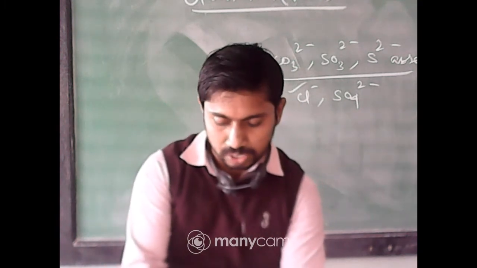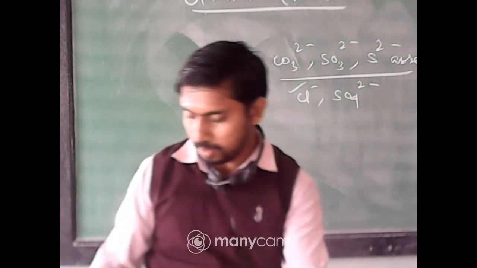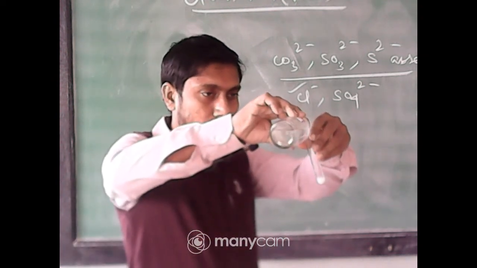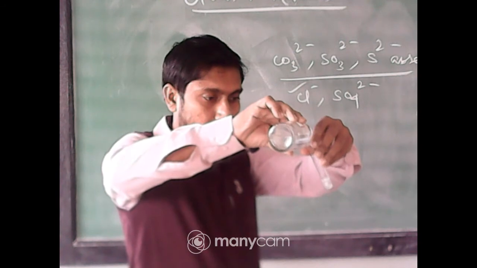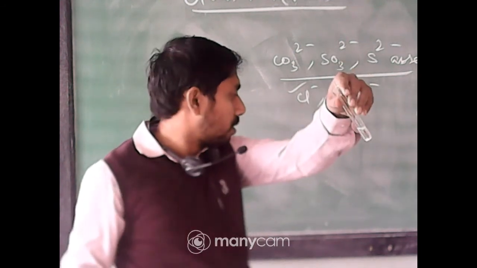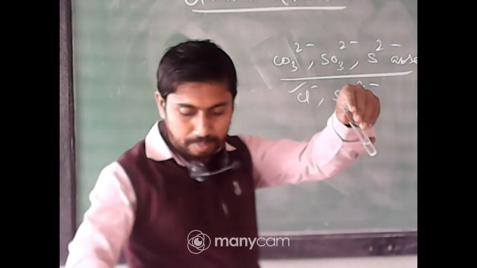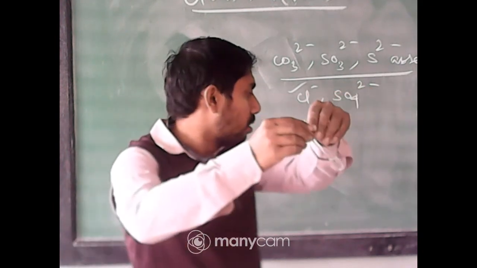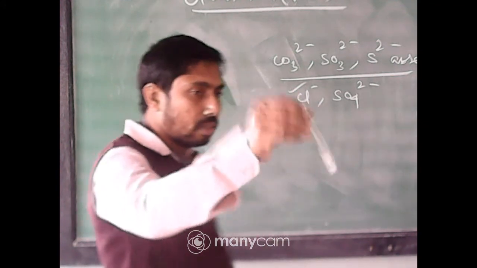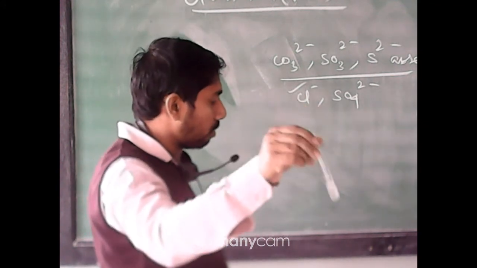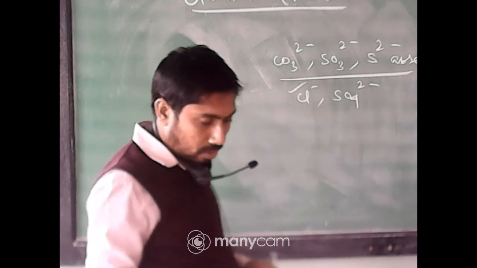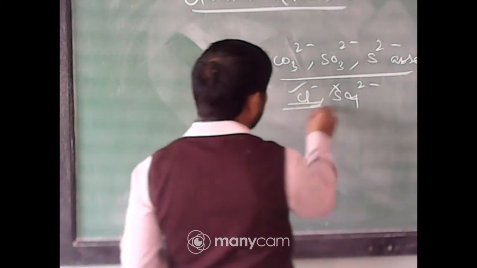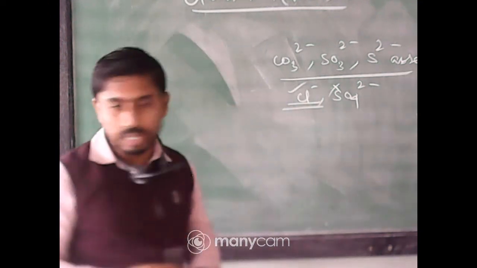So ammonium hydroxide solution is taken, adding it to the solution. Just check, again the solution becomes transparent. Clear? So this is for which anion? Chloride. Okay, so sulfate is absent, these were absent. So chloride is present.